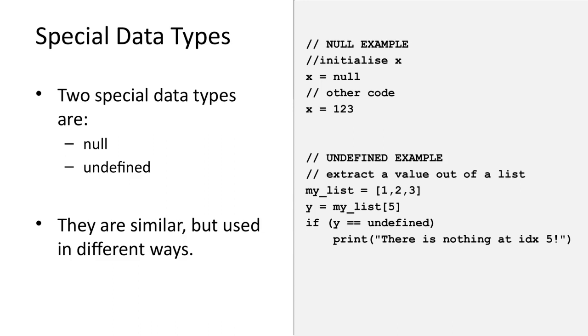The undefined value is similar to null in that it represents no value. But in this case, it really means that there is no value. The undefined value usually results from some other operation. In the example, a list of 3 items is created. If you then try to extract the item at index 5, the result will be undefined. This means that there is no value at that index.